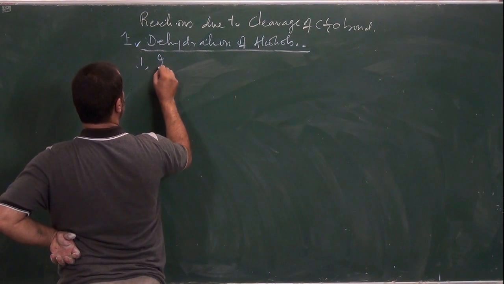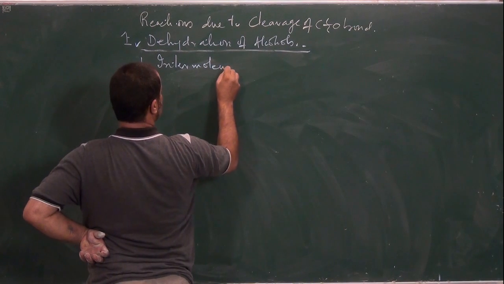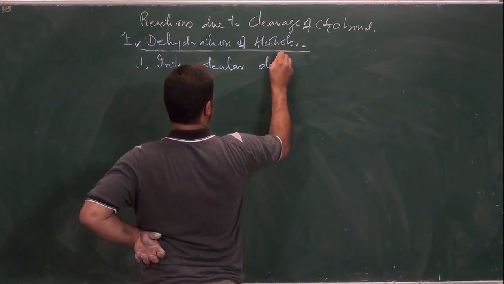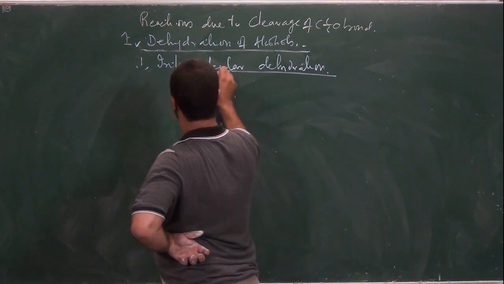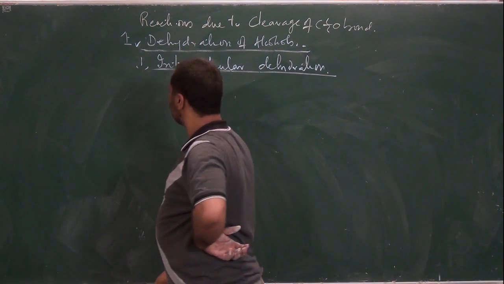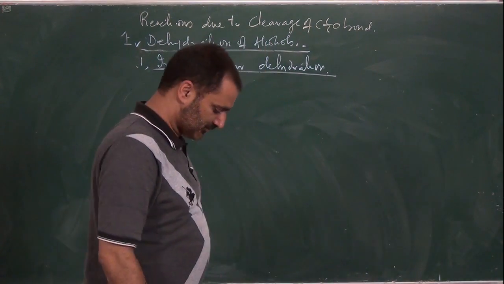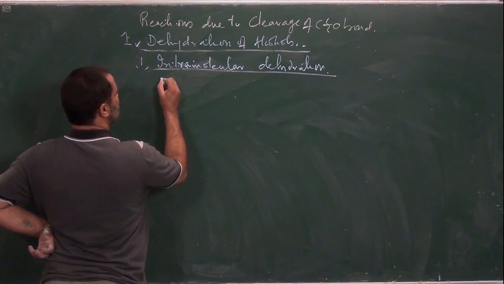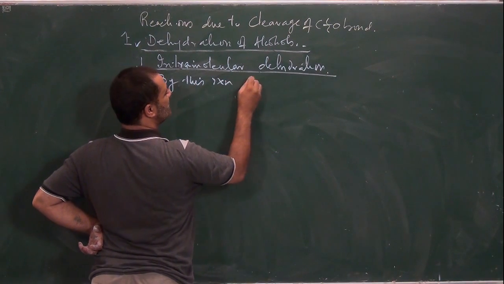Number one, it is intermolecular dehydration. And number two is intramolecular dehydration. Intramolecular dehydration is the dehydration which takes place within the same molecule. By this reaction, alkenes are formed.